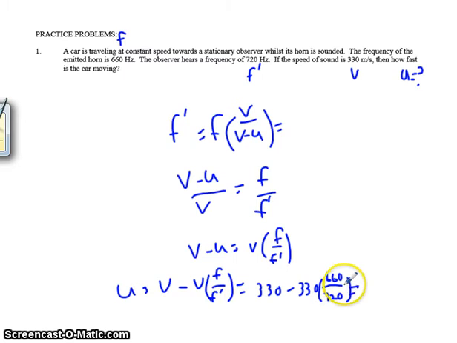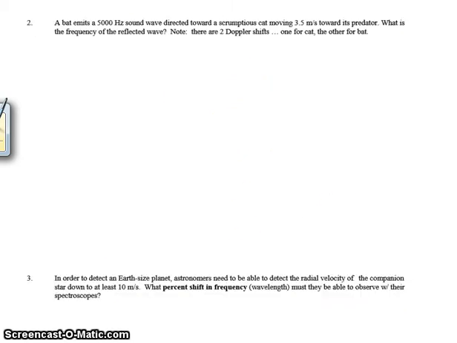And if we plug the numbers in and do this correctly, we should get an answer of about 27.5 meters per second. So the car is obviously moving slower than the speed of sound, but not so significant that we would need our approximation equation. Alright, let's look at a little bit more complicated problem.